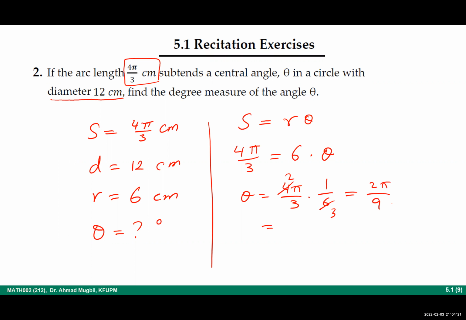Now this is in radians. You want to convert this to degrees. What do you need to do? You will multiply by 180 degrees over pi. Pi will be cancelled with pi. 18 over 9 is 2, 2 times 20, it is 40 degrees.